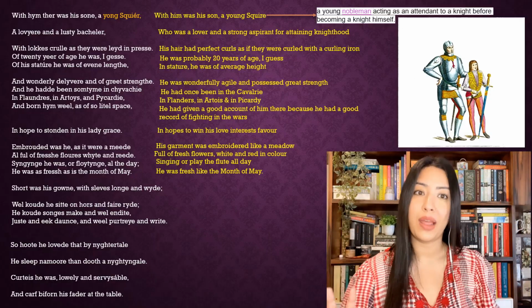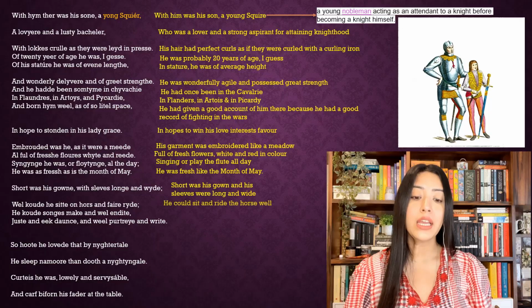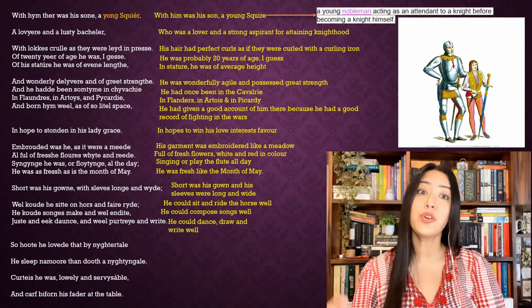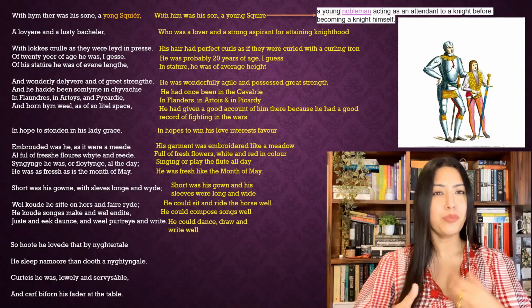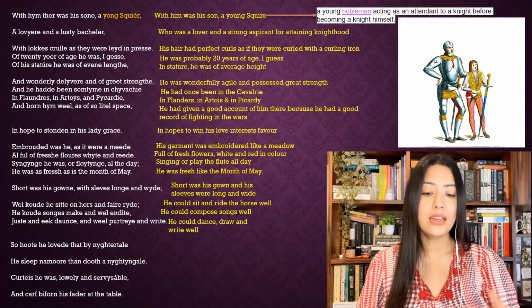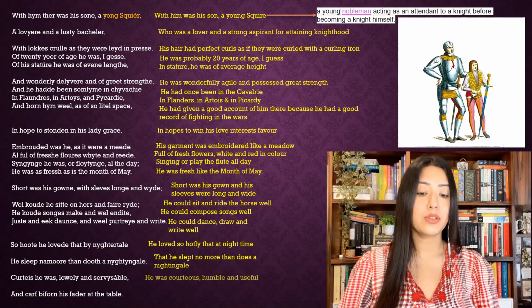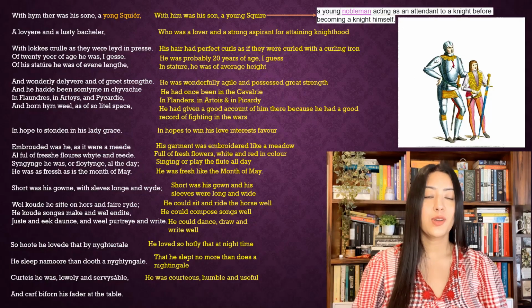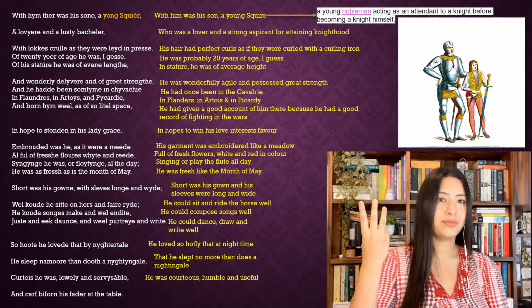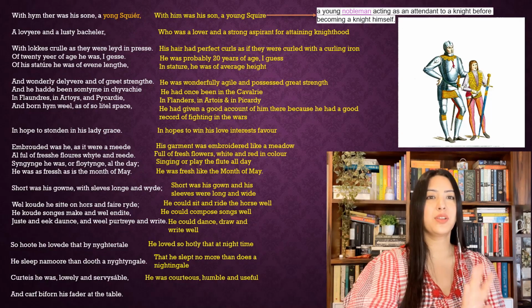He was groomed well. And so, short was his gown and his sleeves were long and wide. He could sit and ride the horse well. He could compose songs well, and he could dance, draw and write well. So you see, these are his hobbies. Probably this is what he likes to do. He loved so hotly at night time that he slept no more than does a nightingale. He was courteous, humble, and useful. If you give him any work, he'll do it, that kind of a thing.